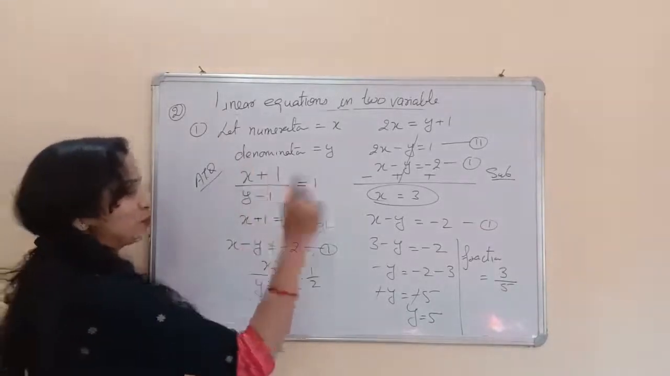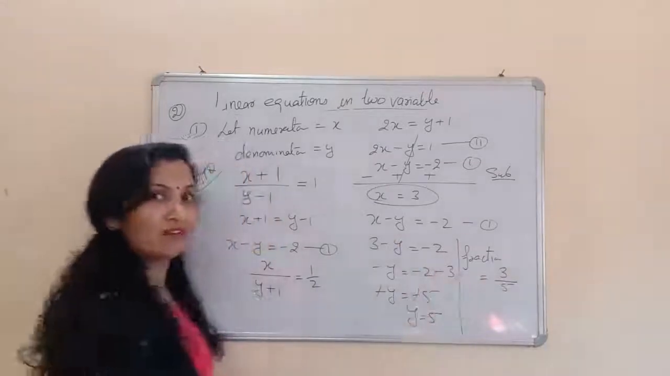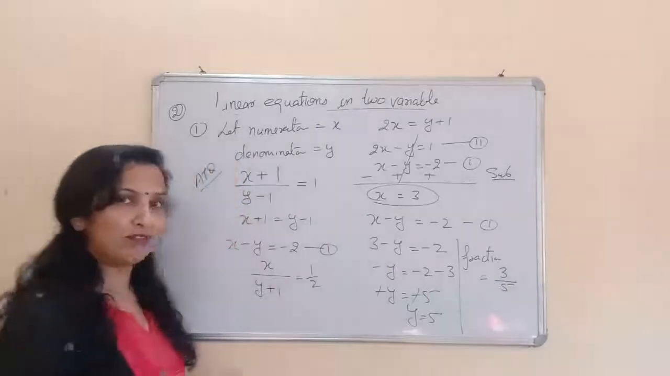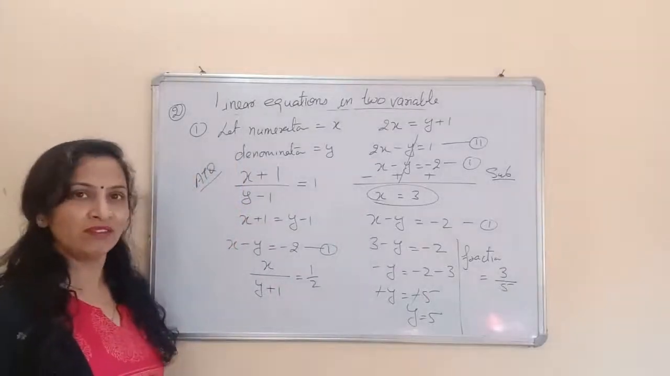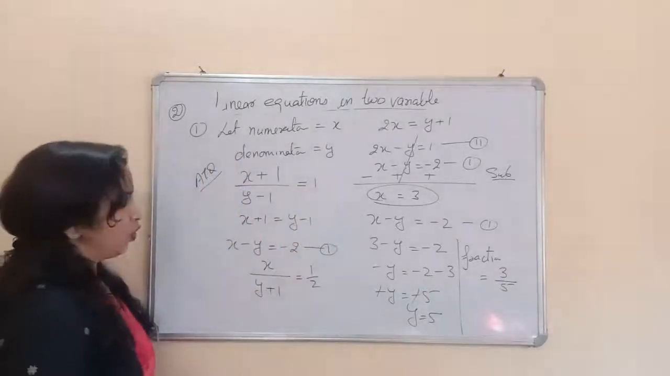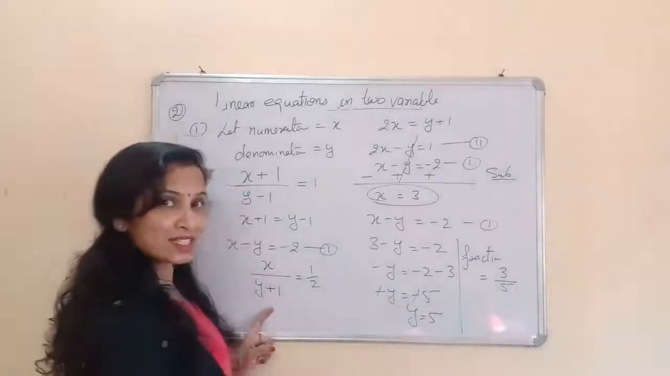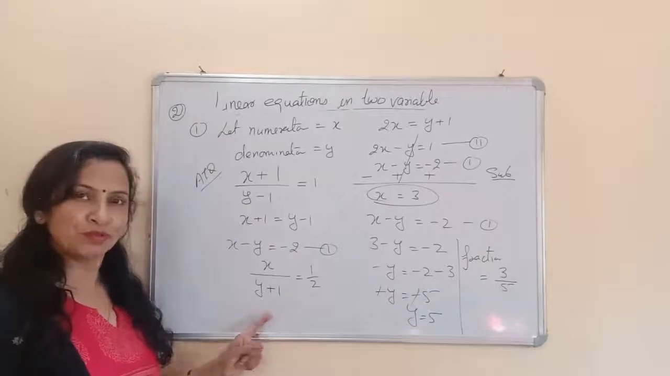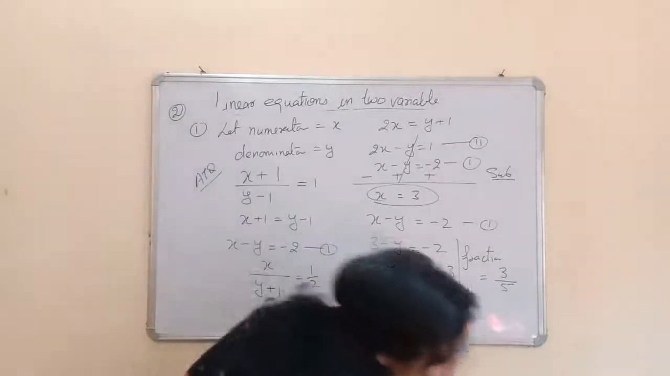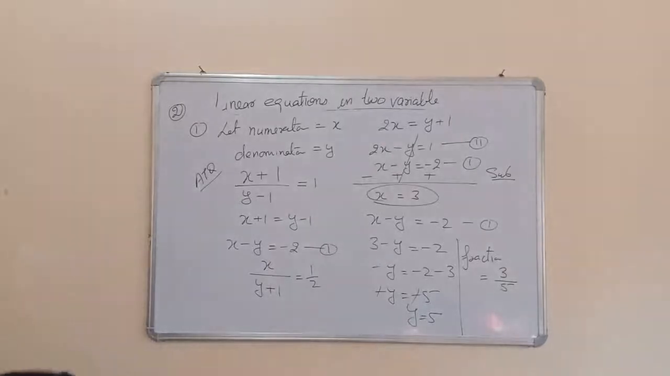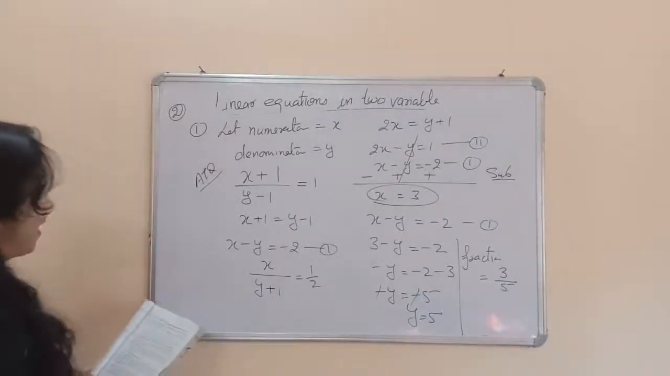If we add 1 to the numerator, 3 plus 1 will become 4, and subtract 1 from the denominator, 5 minus 1 will become 4. Then 4 upon 4 will be 1. Same. Or if we only add 1 to the denominator, it means 3 upon 6, and 3 upon 6 will be 1 upon 2. Okay, so this is the first part of the second question.